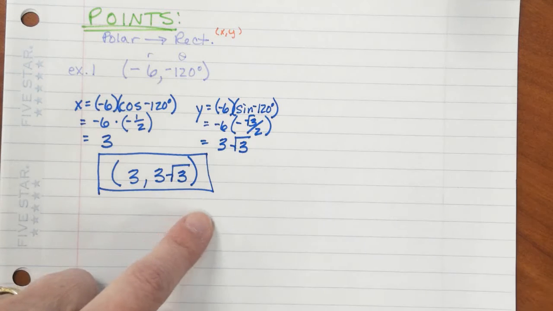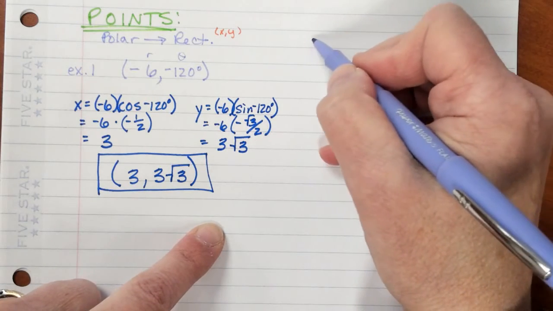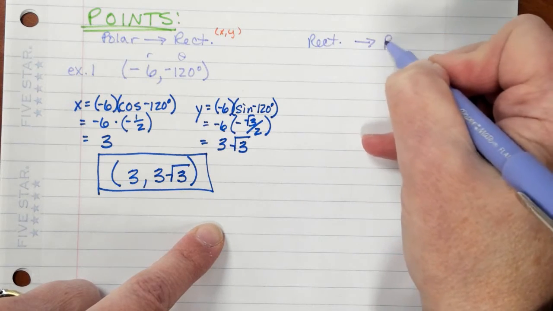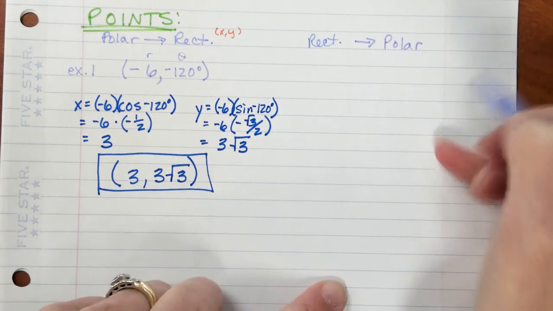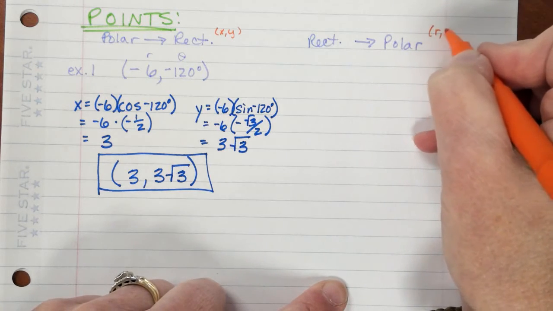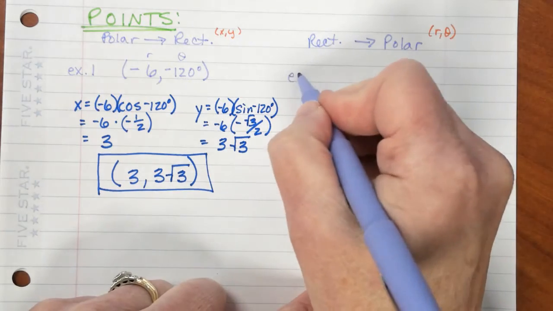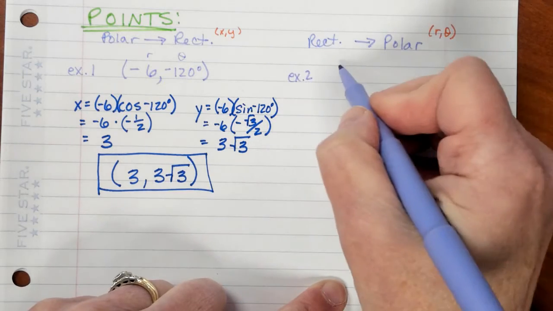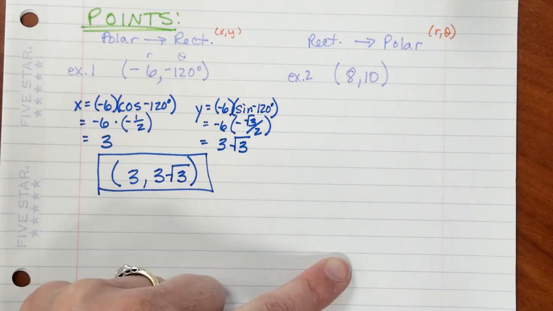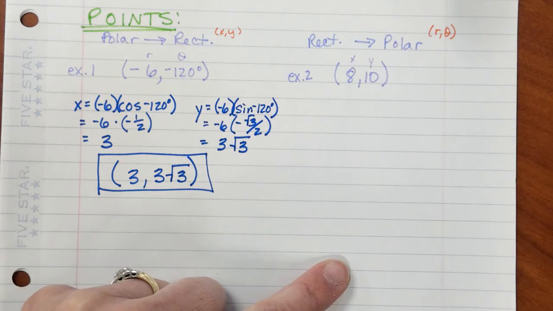Okay? Now let's try going the other direction. Let's try going from rectangular to polar. So keep in mind, you want to go to some r and some theta. Example 2. I'm going to give you the point 8, 10. And I would like you to give me what polar value that is.